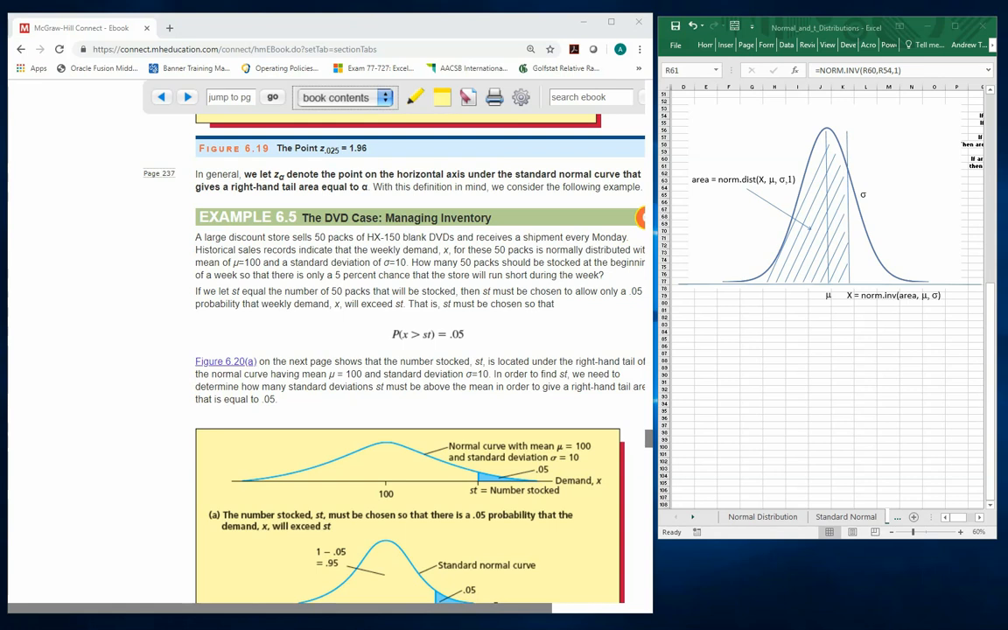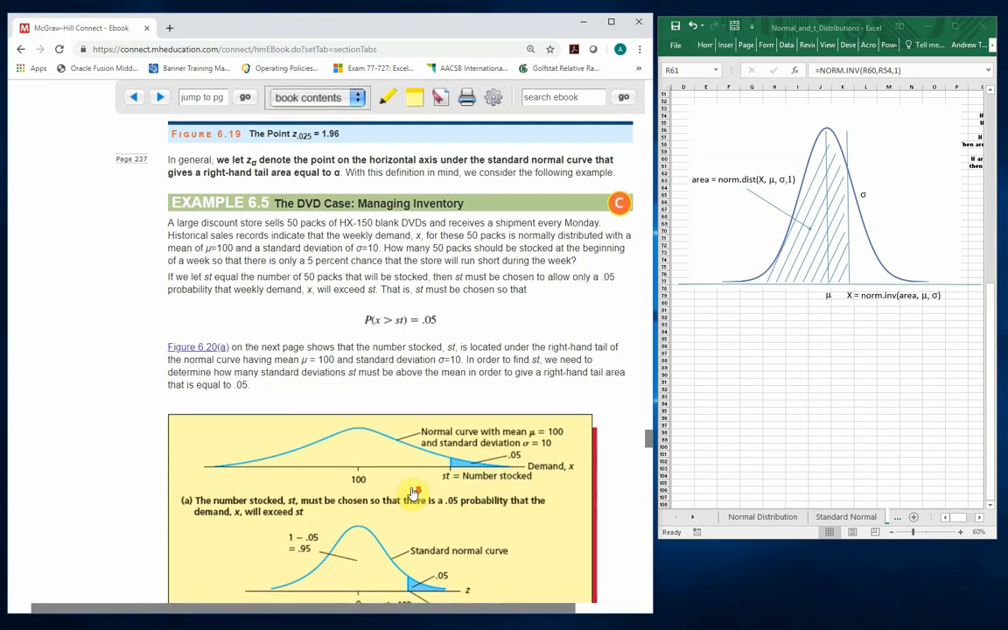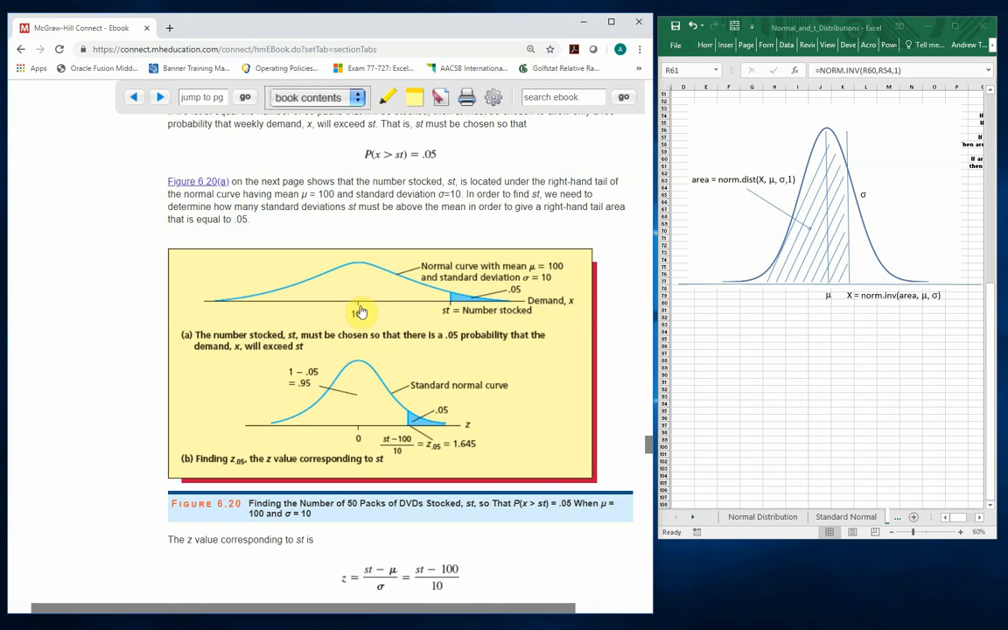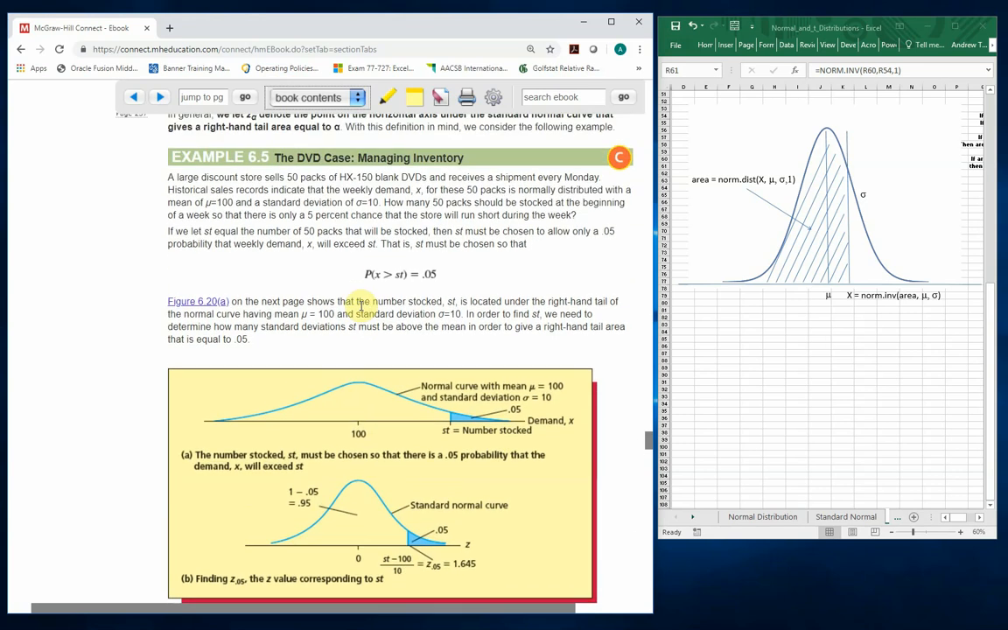Okay, in this video I go over another type of normal distribution function that you're going to need. Let's look at example 6.5 in the book, where we have a company that sells a product, and the product is normally distributed with a mean of 100 and a standard deviation of 10. So we know that it's 100 and a standard deviation of 10. But look at what it's asking.